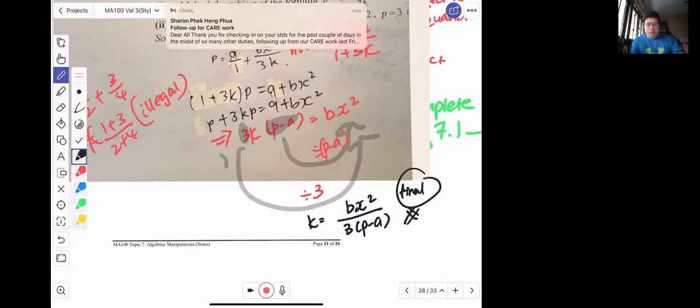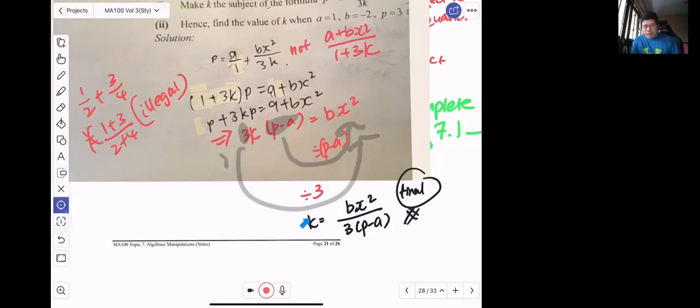When they say make k the subject, k must really be by itself, and no other k will ever be seen again. k is the only one left over. First and foremost, we realize that if k is the subject and k is stuck here, we need to break open all the brackets first.